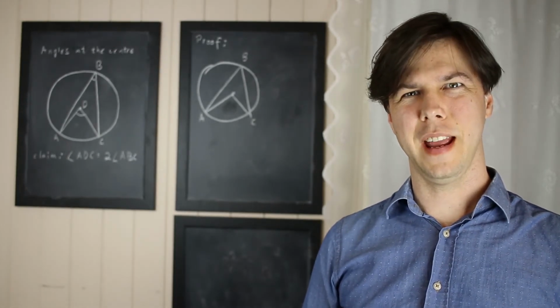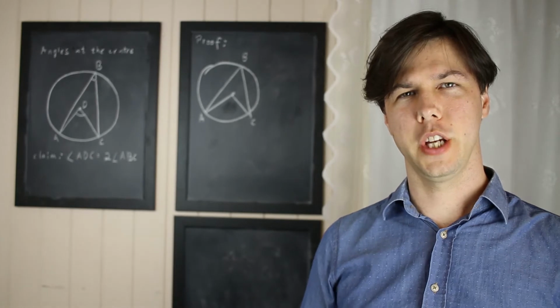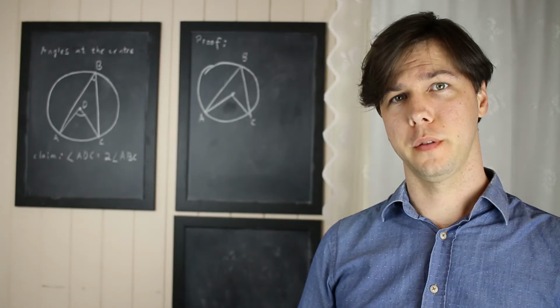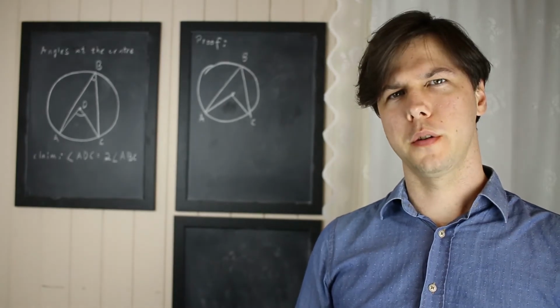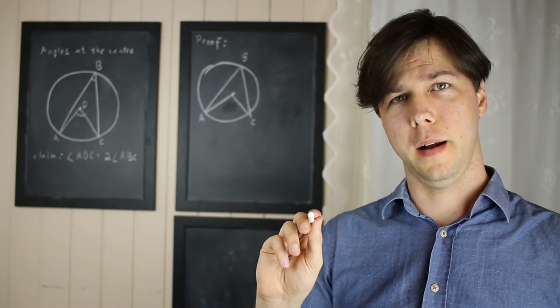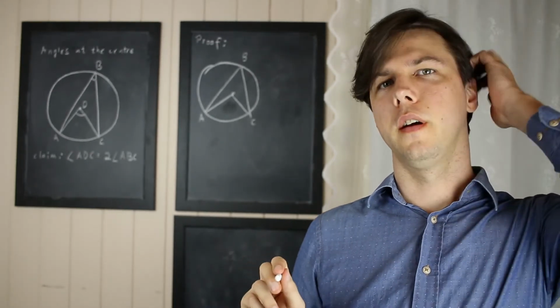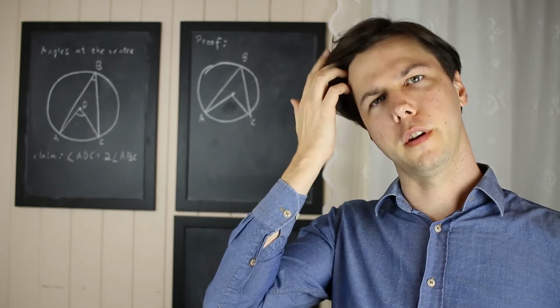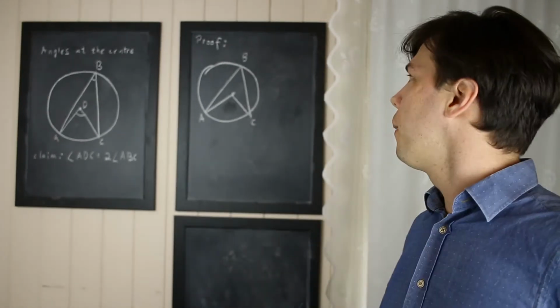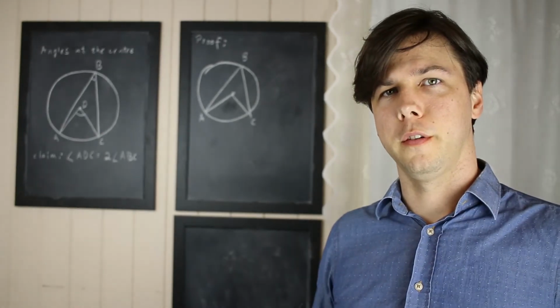Hi, today we're going to be looking at a geometrical proof looking at concyclic quadrilaterals. A concyclic quadrilateral is a quadrilateral where each of the four vertices sit on the circumference of a circle. Before we get to this proof, it is a good proof, there's a theorem we need to prove first.